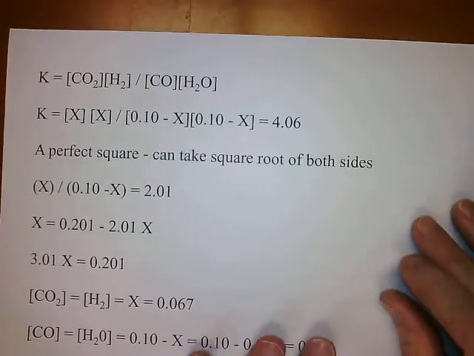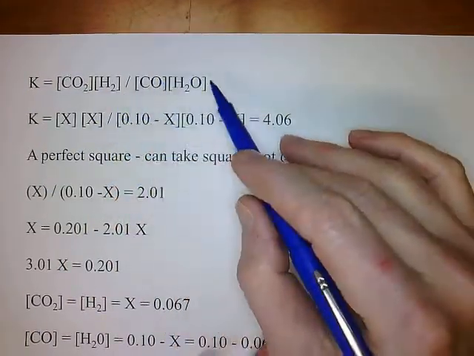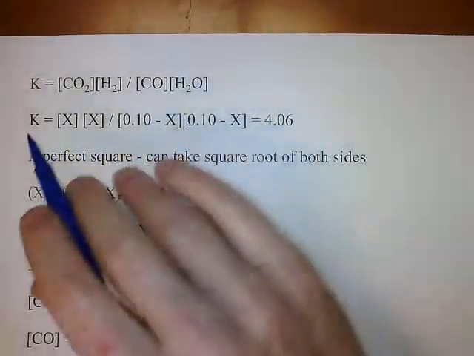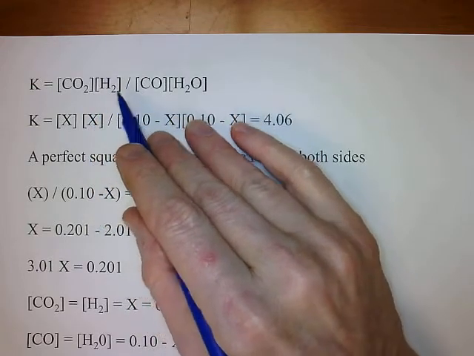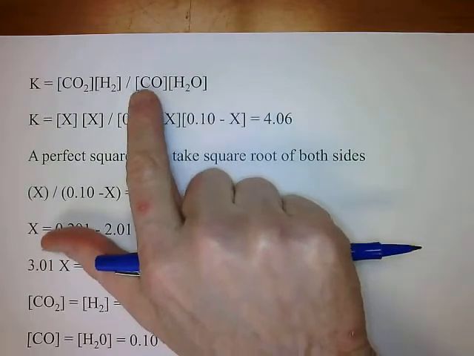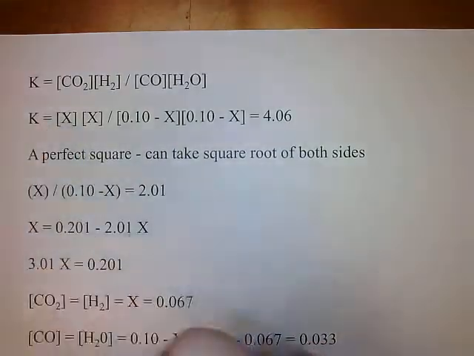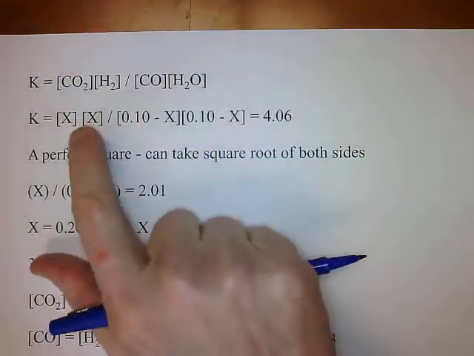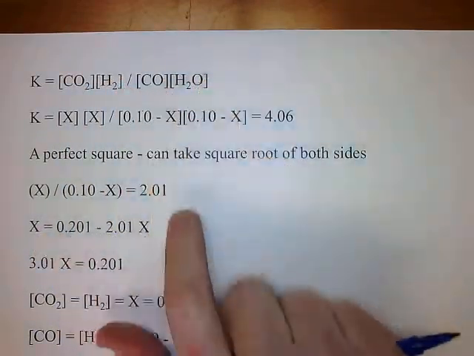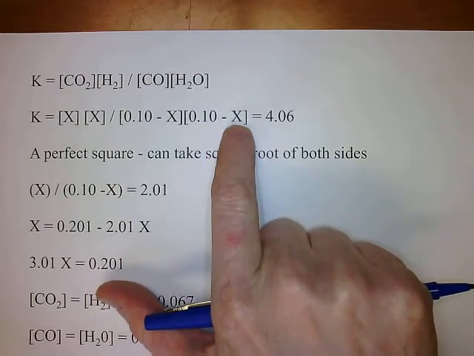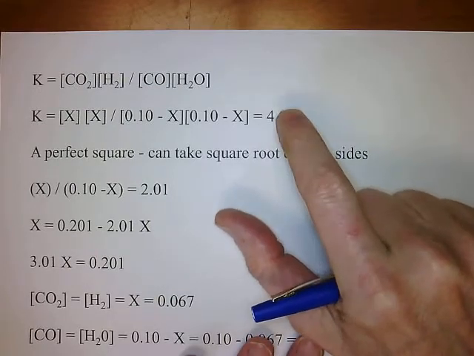So K is going to be products over reactants, and the coefficients become the exponent. So concentration of CO2 times concentration of H2 divided by the product of these, concentration of CO times H2O. So at equilibrium, these two will be X, and these two will be X, and these two will be 0.1 minus X. Right? So we're going to set this equal to the equilibrium constant and solve it.